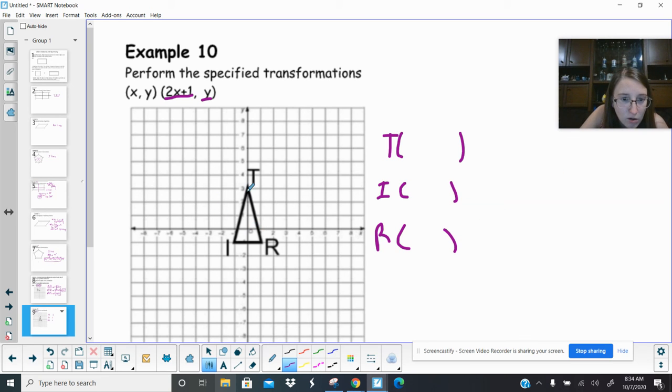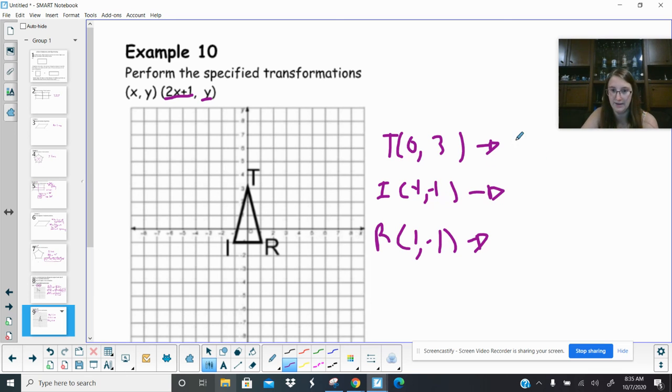Okay, so t is 0, 3. Careful, this is 0, 3, not 3, 0. 3, 0 would be right here. This is 0, up 3. I looks like -1, -1. And r is 1, -1. Again, guys, if you cannot get the original points consistently, you will get every single question wrong on this test. You have to be able to get these points consistently.